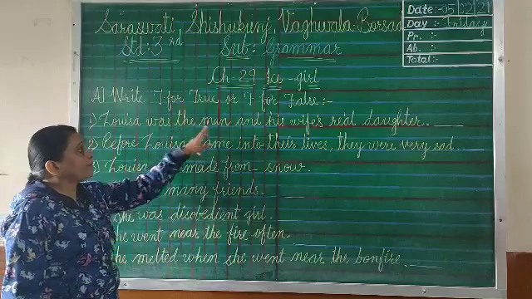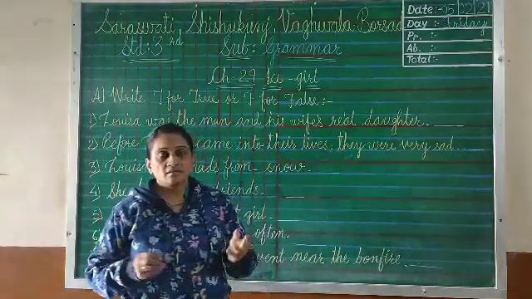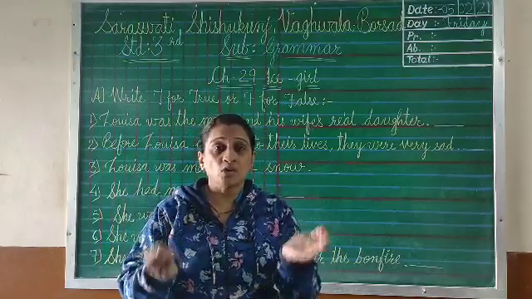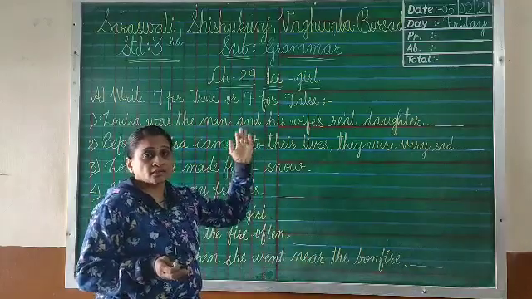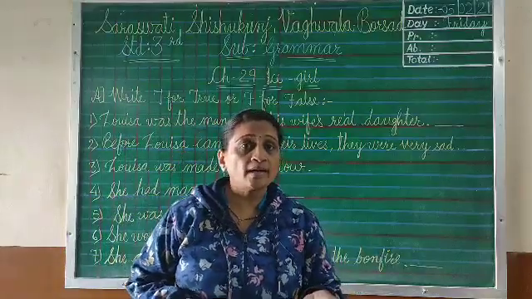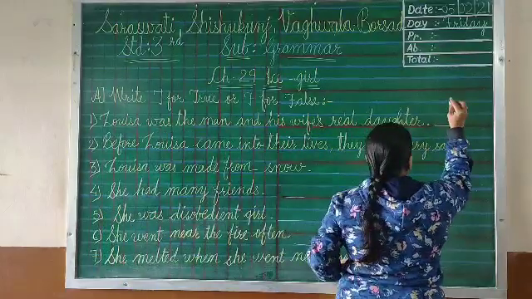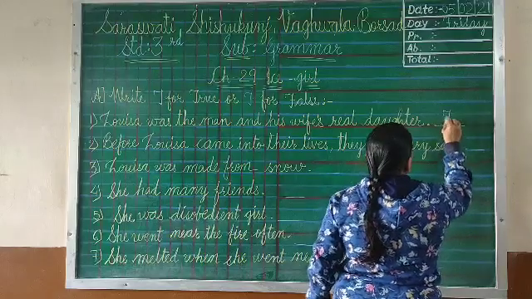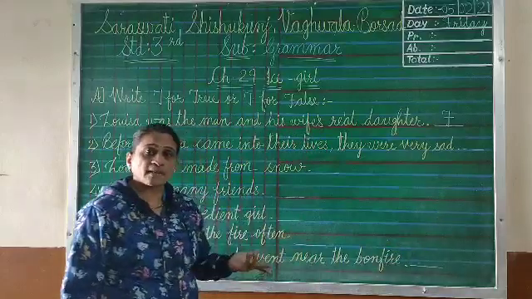Now see the first one. Louisa was the man and his wife's real daughter. Is it so? No. Louisa was a snow girl, so she is not their parents' real daughter. She is made from ice, made from snow. Right? So here the sentence is wrong. It is not a real daughter, it is a snow girl. So here you have to write F. F means false. You can write the whole spelling of false.